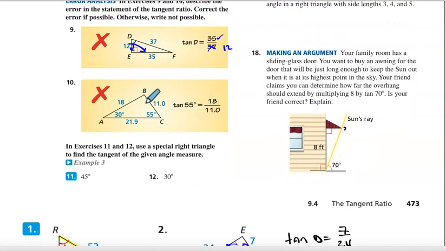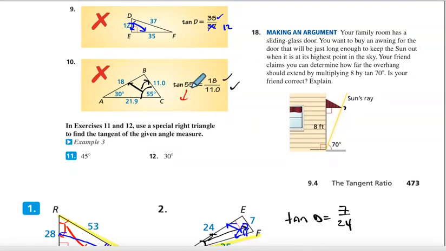10's a little trickier here. It does look like, here's your tangent, there's your opposite, check, there's your adjacent, check. But there's actually an issue here. If you plug in the tangent of 55 into your calculator, you get approximately 1.43. Remember, the tangent of 55 should equal 18 over 11 as a fraction, otherwise they're not equal. So if I plug in 18 divided by 11 on my calculator, I get 1.64.